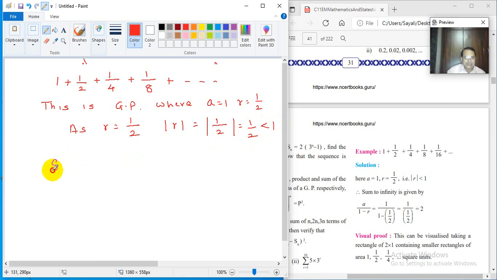So now in that case, S infinity will be a upon 1 minus r. In this problem, it will be 1 upon 1 minus 1/2. That means it is 1 upon 1/2, and so it is 2. So the sum of infinitely many terms will be 2. And you can verify this.